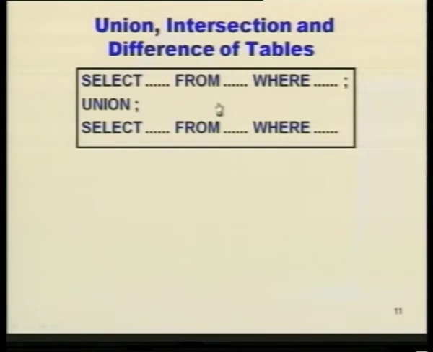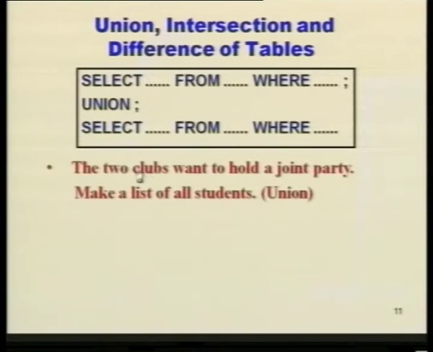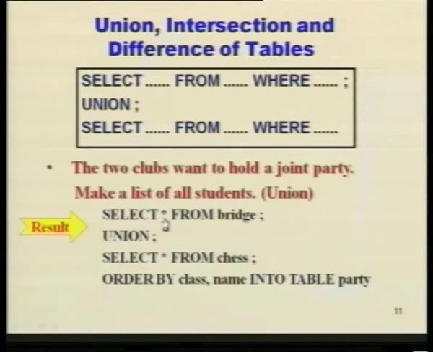So, this is the format of the operation. The two clubs want to hold a joint party, so I want to make a list of all the candidates. So, we want a union operation. This is the format: select star from bridge union select star from chess.